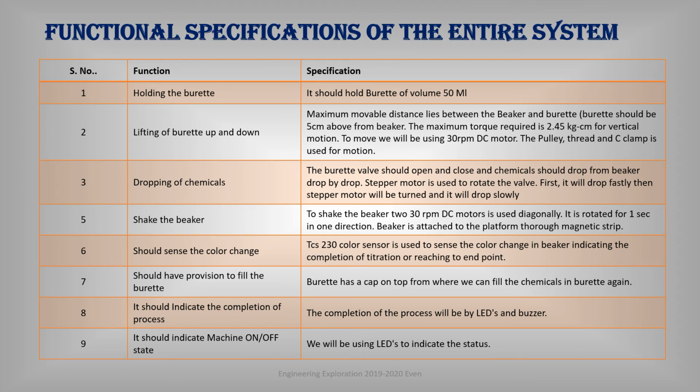Function specifications of our entire system. Holding the burette of 50 ml. Shifting the burette up and down. Dropping the chemicals via stepper motor. Shaking the beaker using 3 DC motors. Should sense a color change using the color sensor TCS230. Should have provision to fill the burette. It should indicate the completion of the process. Since the process completion is indicated by the buzzer and LED, it should also indicate the on and off of the machine.